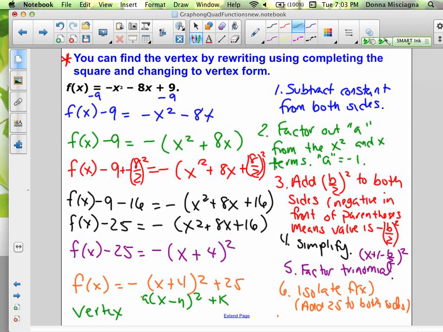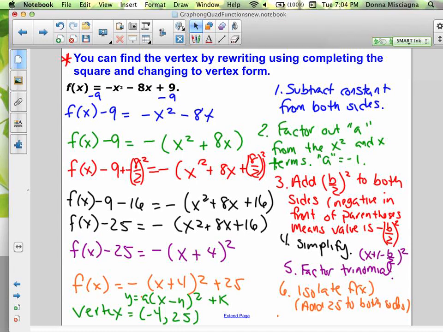Right? So here's our format for vertex form. Our vertex then is going to be negative 4, and then the number we add to the whole thing is the y coordinate. So negative 4, 25. So the vertex is the easy thing to find when it's in vertex form. We just have to identify it. So negative 4, 25 is our vertex, and that's exactly what we got on the other page, right?